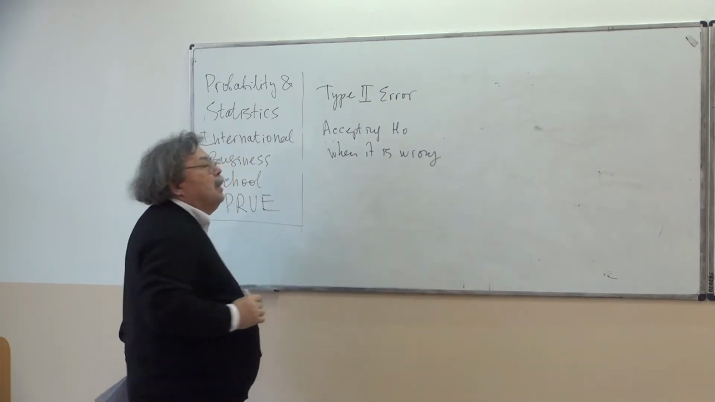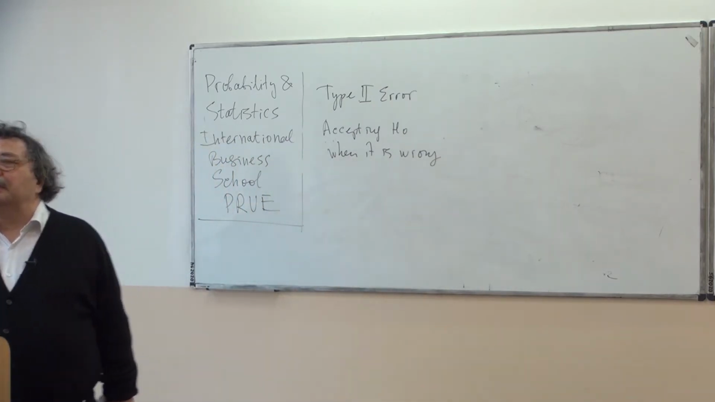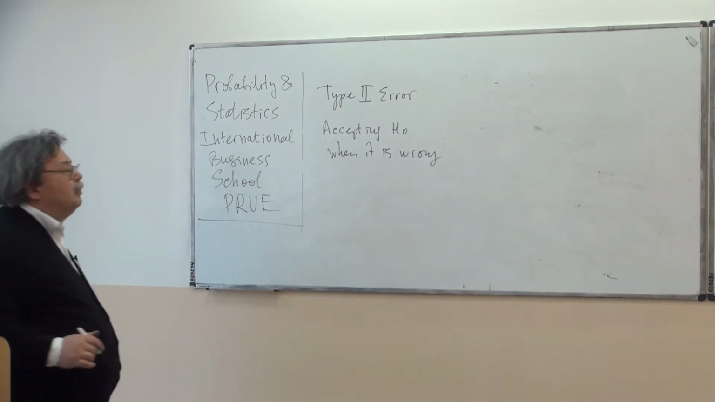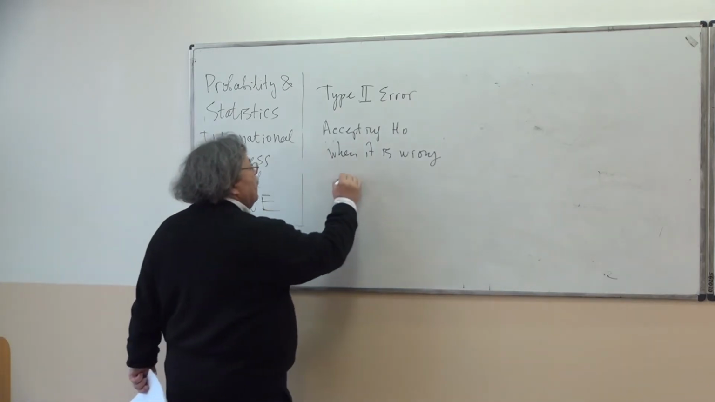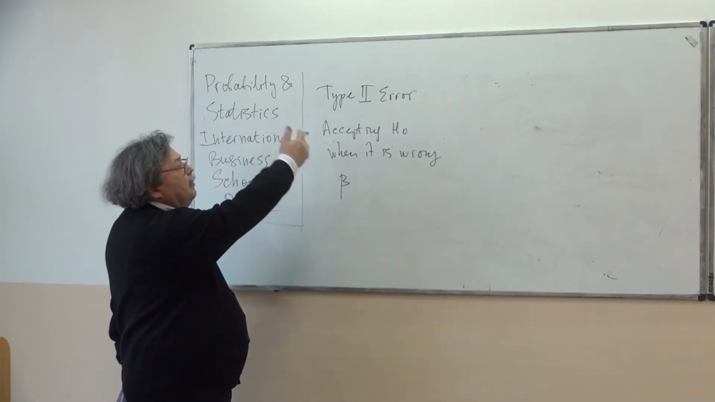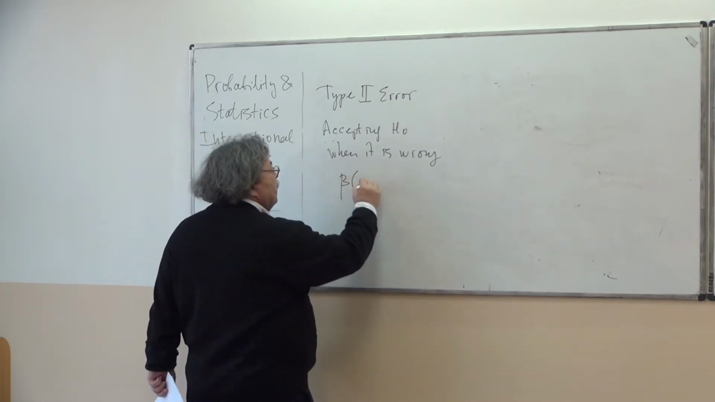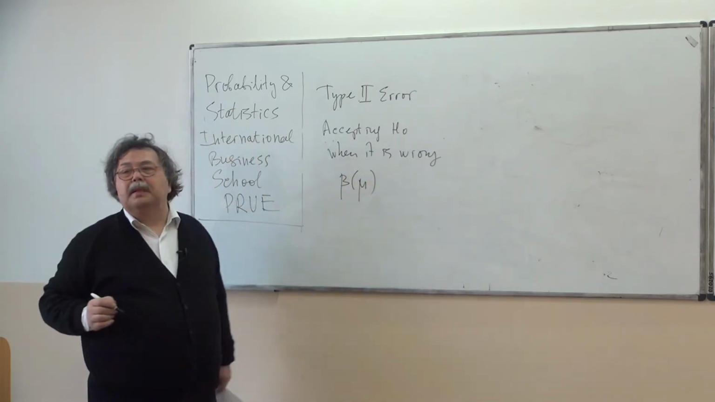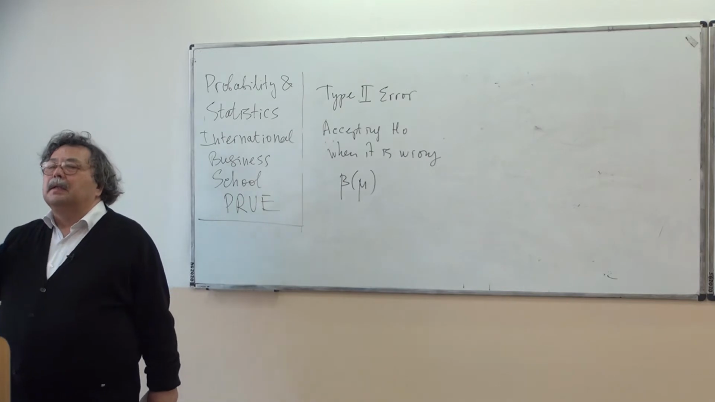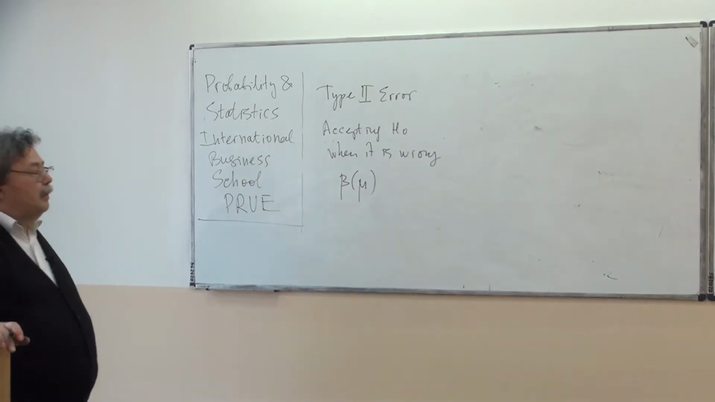Okay. Now the probability of making this type of error will depend on the actual value of mu. The notation for this probability of type 2 error is denoted by beta, but unlike the probability of type 1 error, the probability of type 2 error will depend on the actual value of mu.